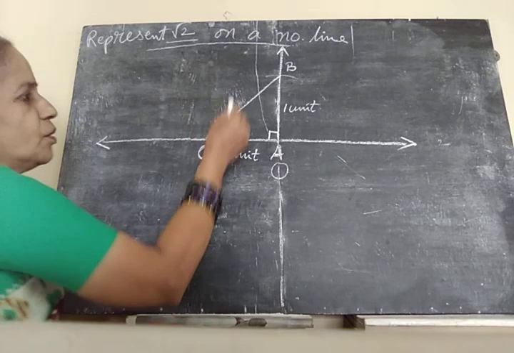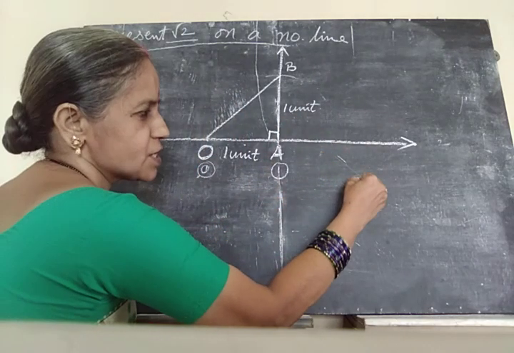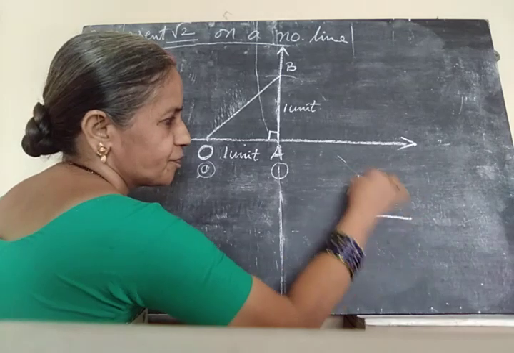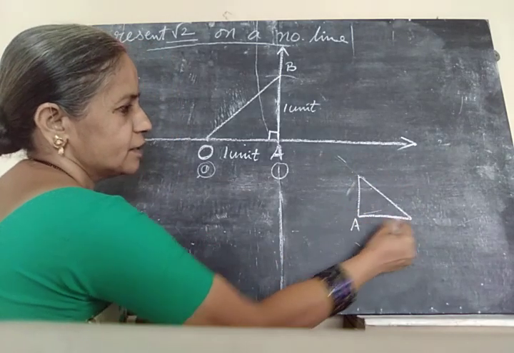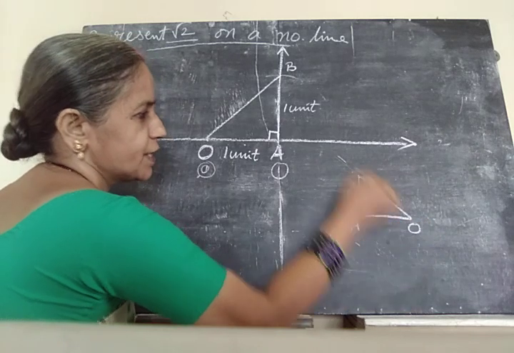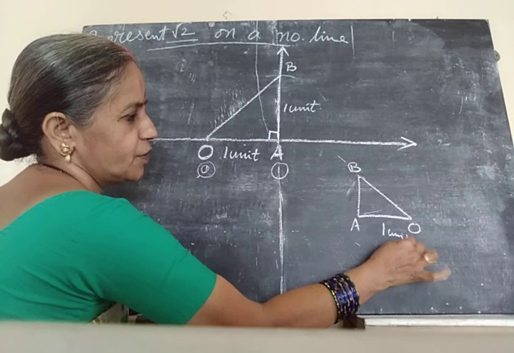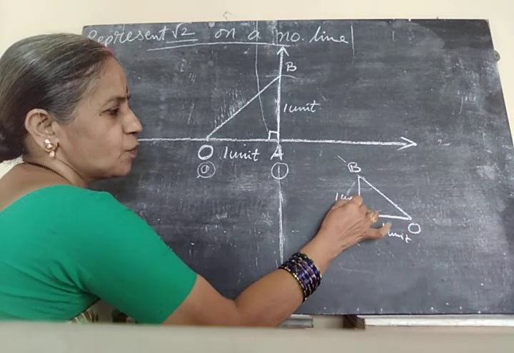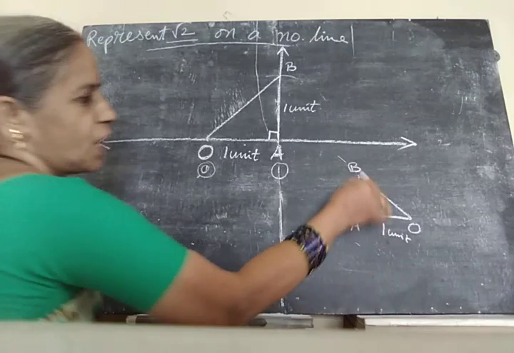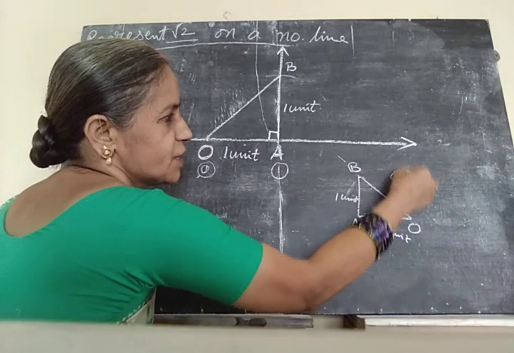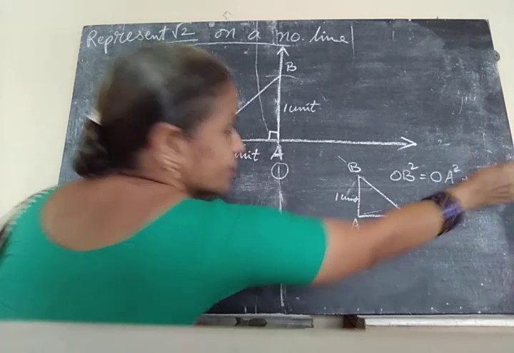Now, see, what is the Pythagoras theorem? Hypotenuse square. This is O, this is A, and this is B. Now, OA is 1 unit, and AB is also 1 unit. So this is the hypotenuse. Hypotenuse square: OB square is equal to OA square plus AB square.